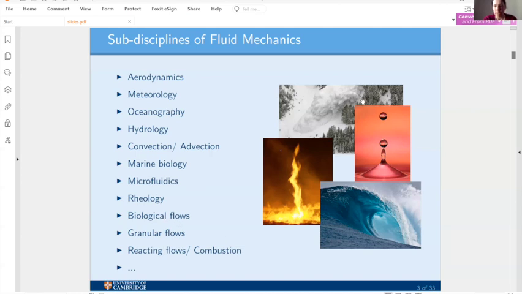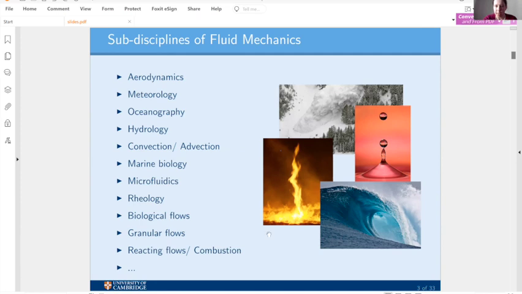Here on the right-hand side, I'm showing a couple of images that demonstrate a couple of flows that we can study as a part of fluid mechanics. So that is a snow avalanche propagating down the slope of a mountain. Here's a droplet bouncing off the water surface. That is a fire whirl which can form during a violent forest fire. And that image should be probably the most familiar to you, and it shows a wave breaking in an ocean.